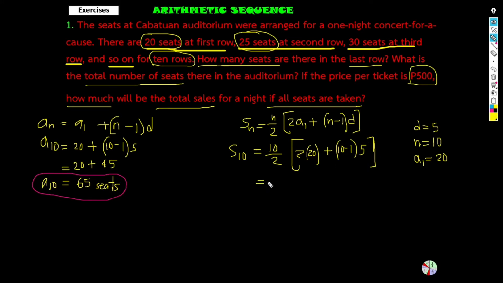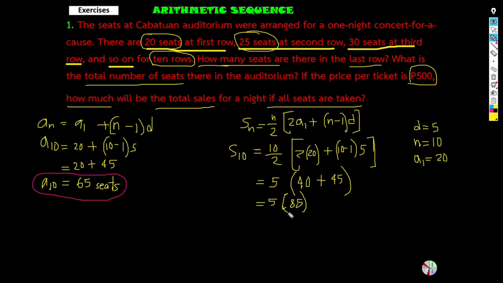Now we're going to solve this one. This is 5, and this is 2 times 20, that is 40, plus n, 10 minus 1 is 9 times 5, that's 45. So this is 5 and this is 85, right? 5 times 85.